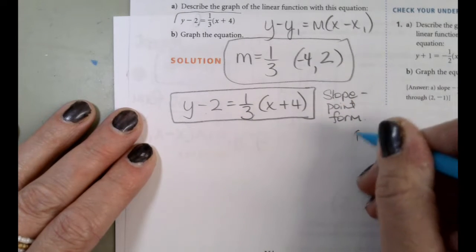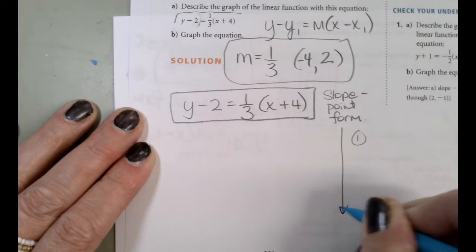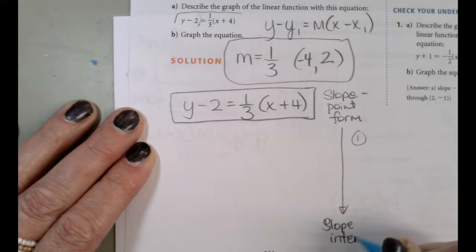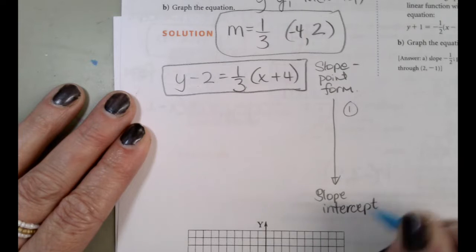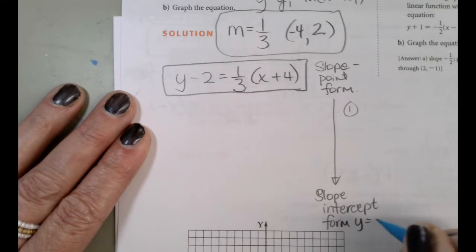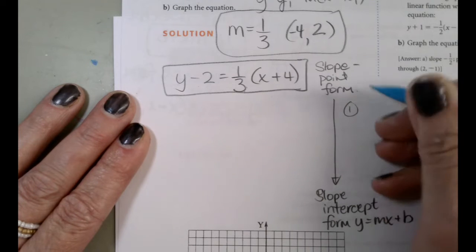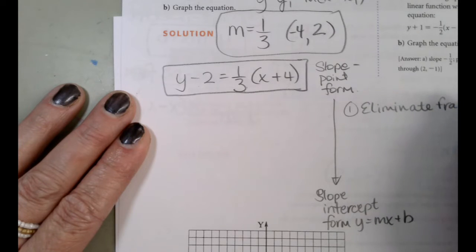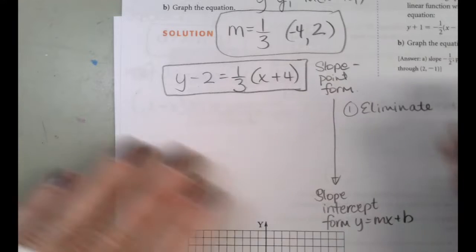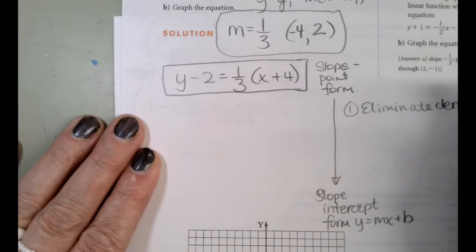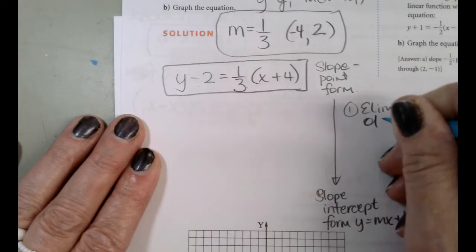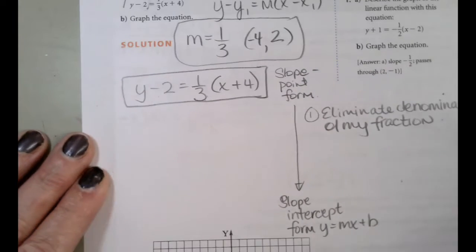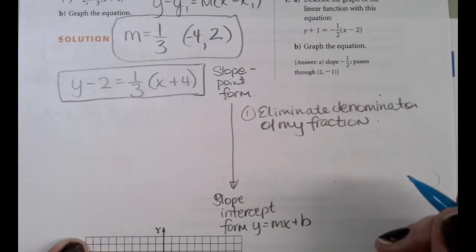All right? So if I'm changing from point form to slope-intercept form, which is y equals mx plus b, first thing I always do is eliminate my fractions. Or I guess the denominator of my fraction, if there happens to be a fraction. So eliminate that, there we go, denominator.